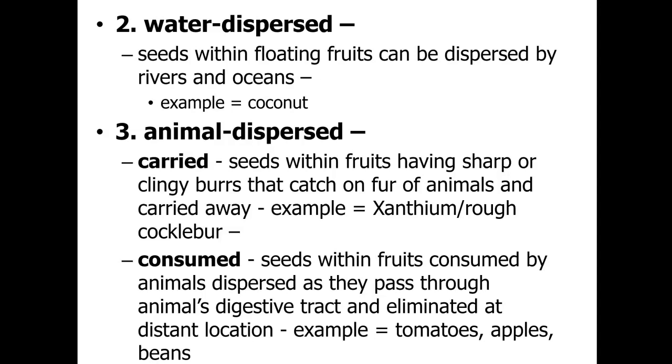If it's water dispersal, you might see seeds within the floating fruits and they can be dispersed by rivers or oceans. And so examples of this would be things like coconuts. You might have animal dispersal, and so these might be carried away by the animals. So the fruits might have burrs or something that can stick to the animal. It might be consumed, so the seeds might have a fruit around them that might entice the animal to eat them, and then the animal will disperse them by getting rid of the seed or dropping it wherever it is after it's finished eating, or it could go through the animal's digestive tract.